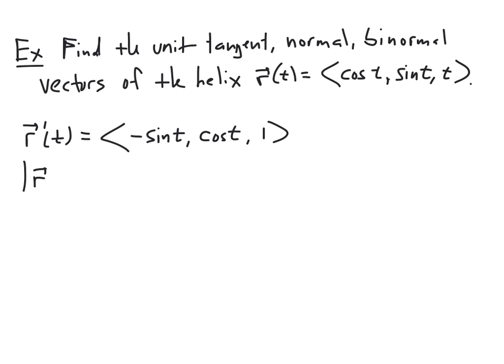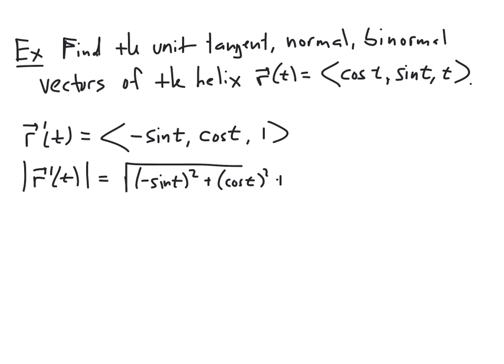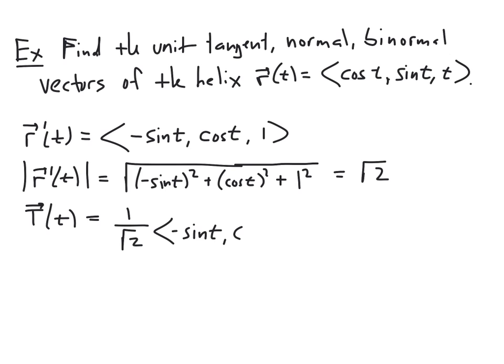And then we take the magnitude of this vector. So this is the square root of negative sine t squared plus cosine t squared plus 1 squared. And so this is just the square root of 2, right? Sine squared plus cosine squared is 1, and 1 plus 1 is 2. And so our unit tangent vector, T of t, is 1 over square root 2 times our derivative vector, negative sine t, cosine t, and 1. Okay. And so there is our unit tangent vector.